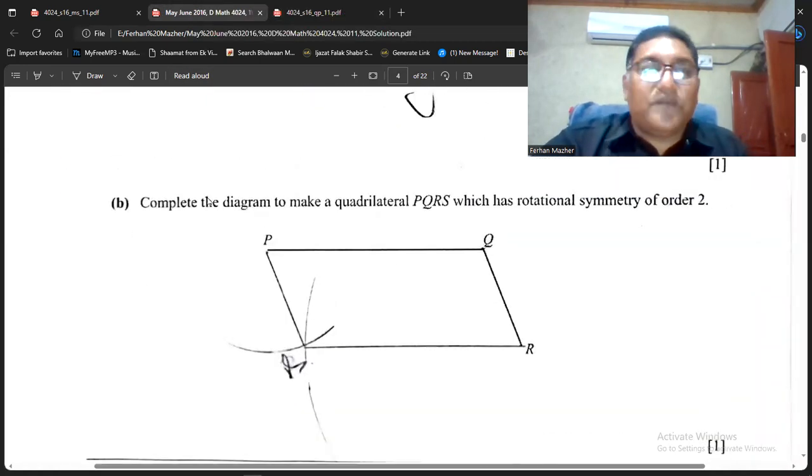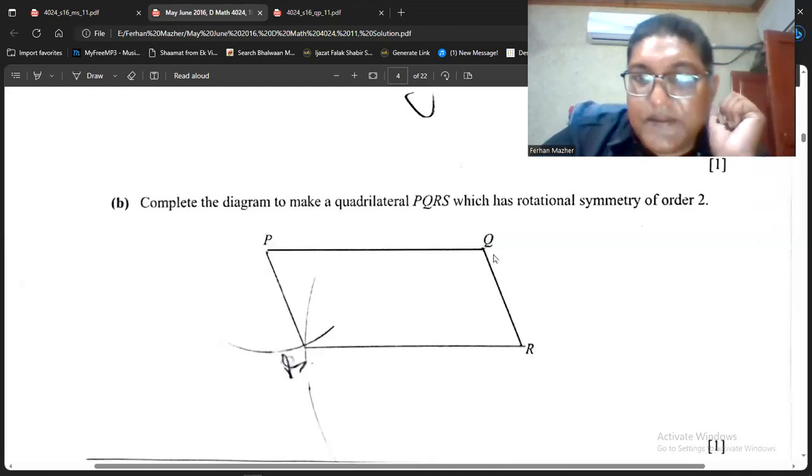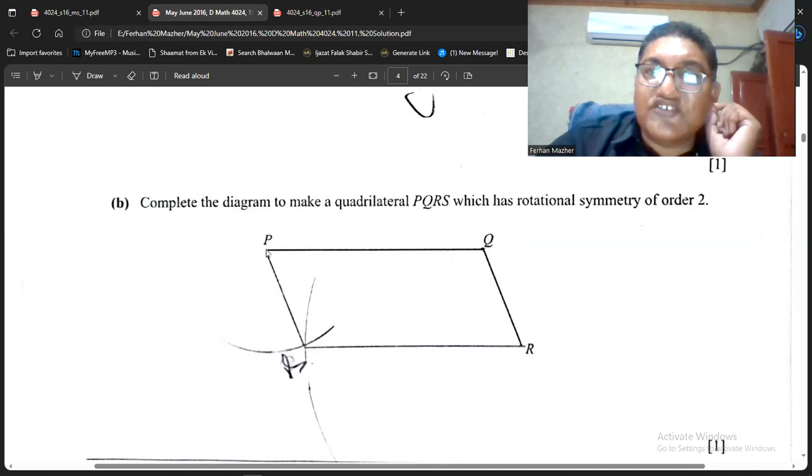Okay, so here we go. What is the idea? Open your compass equal to QR. Put your compass needle on P. Draw an arc, this arc. Then open your compass equal to QP. Put your compass needle at R. Draw this arc where these two arcs intersect each other. That is the point S.